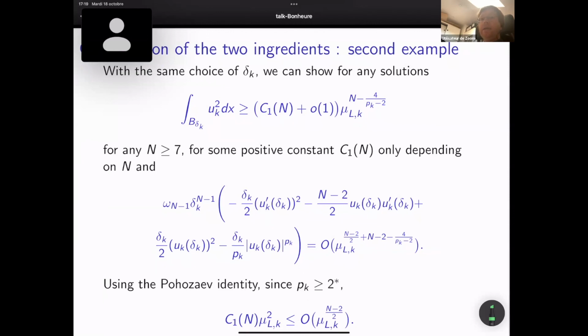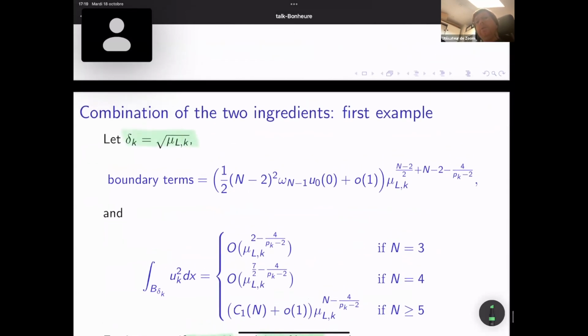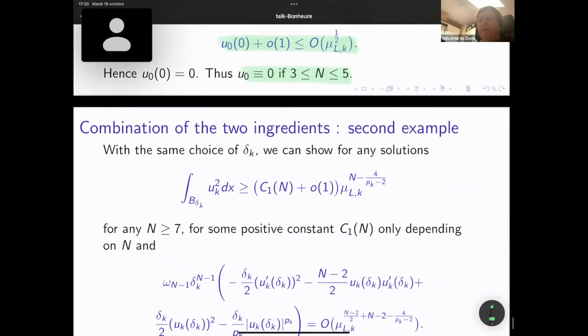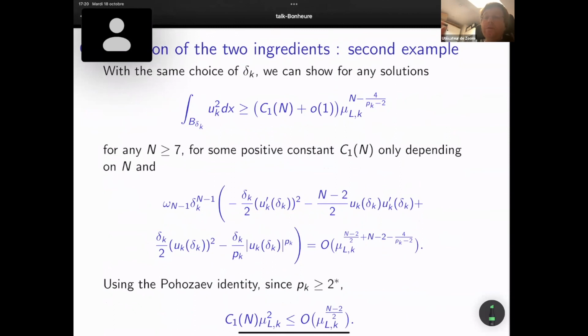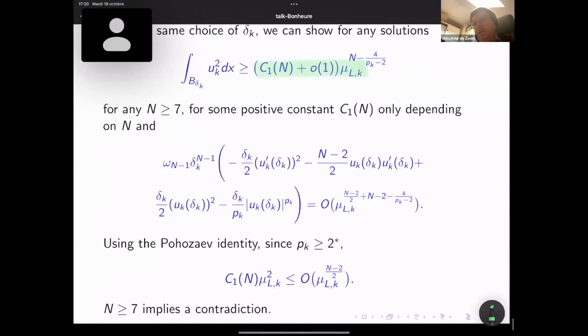Another example is just to show you why we have pre-compactness in big dimension. In that case, again choosing the same delta k, which is the square root of mu lambda k in your bubbling profile, then you can prove that the L2 norm of your solution along the sequence is bounded below by this value. You play a little bit with the Pohozaev identity, and then you show that you have this kind of inequality, and this shows you a contradiction in dimension bigger than 7. Okay, I think I've been using all my time, so I thank you very much for your attention.